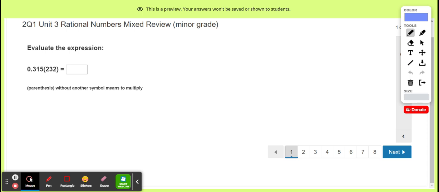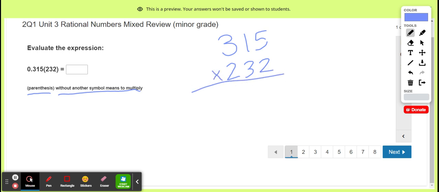So the first one, we're going to look at the parentheses. If you don't have any other symbol, then it means to multiply. So our strategy in class, we're multiplying the whole numbers. So we got 2 times 5 is 10, carry the 1. 2 times 1 is 2, plus 1 is 3. And then 2 times 3 is 6.